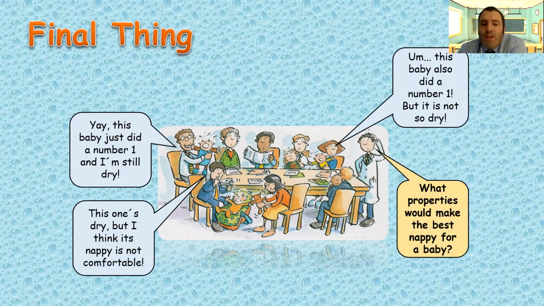So what properties would make the best nappy for a baby? Have a think about this and add it to the bottom of your experiment. So it might be really useful. Our sponge is really absorbent, but would it necessarily be comfortable sat against your skin? So lots of effort and lots of money goes into researching the best materials to use for making nappies. So can you think of the properties that would make the best nappy for a baby?